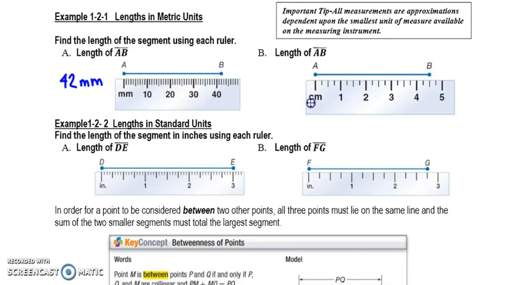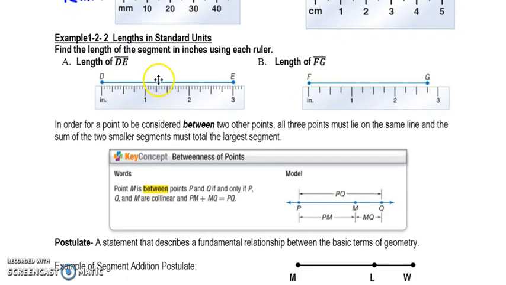Now in this next one, we're in centimeters, and it looks like we're halfway between 4 and 5, so we're at 4.5 centimeters. On this next one, DE, we're right there at 3, and we're in inches, so 3 inches.